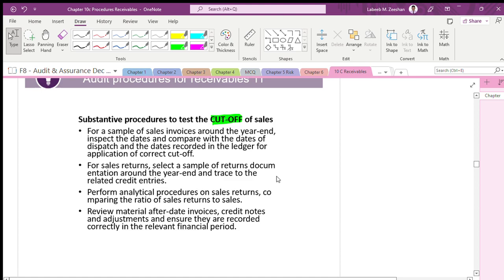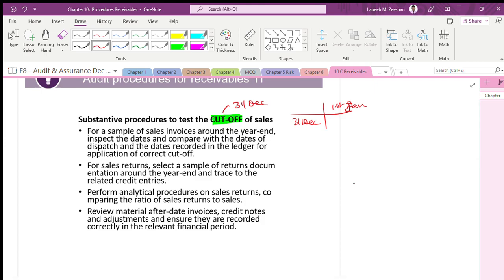Now, what is the cutoff? As simple as that. Cutoff is nothing but we are talking in terms of the date, 31st December. What happens before 31st December and what happens after, on 1st January, should be very clear. You should not mix up 31st to 1st and 1st to 31st. For a sample of invoices, very easy points.